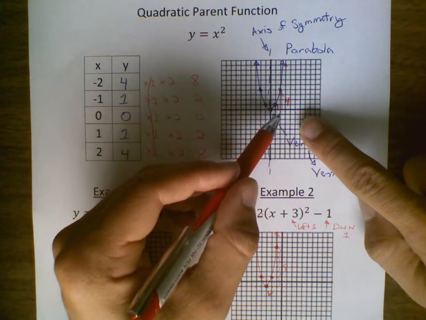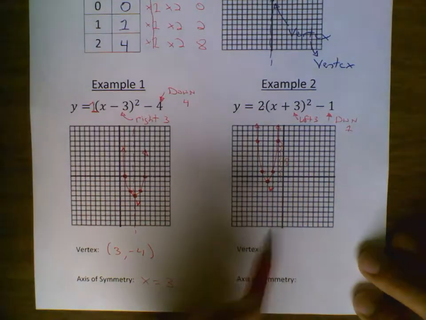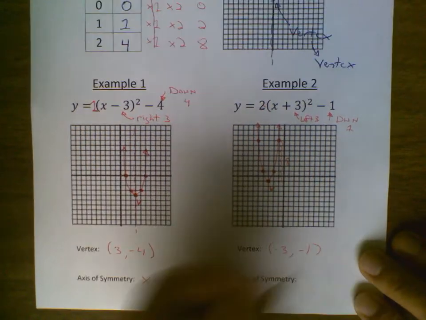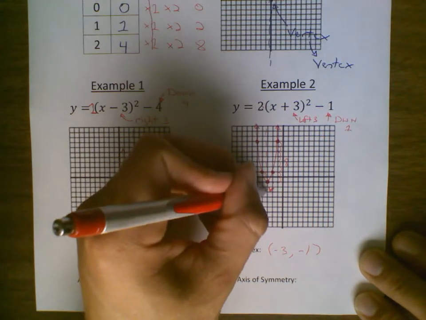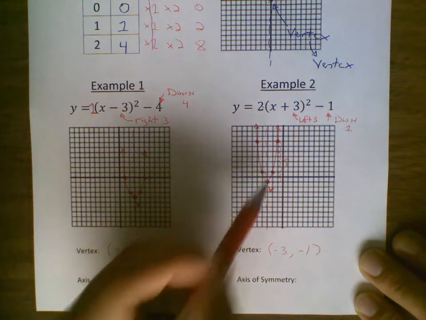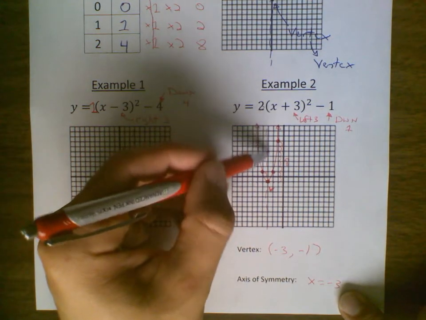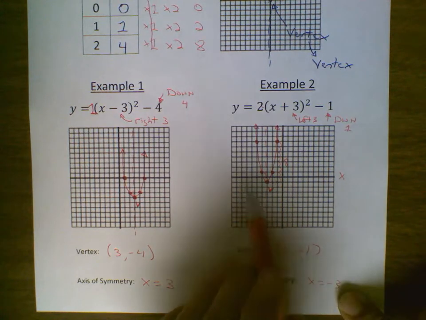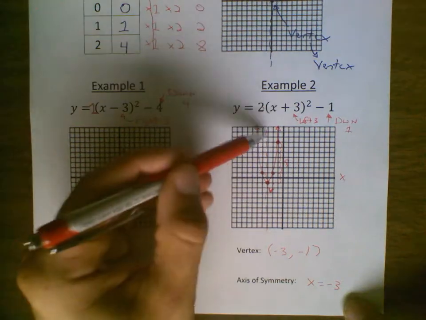Okay, now lastly, once again, we want to label our vertex and our axis of symmetry. So my vertex is at (-3, -1). And then remember the axis of symmetry is just that line that cuts the parabola in half. And it's going to be -3 on the x. Okay, so it's x equals -3. And the reason for that is because this line is running through -3 on my x-axis. And remember, it's always going to be the same value as your x coordinate of your vertex because it runs through the vertex.